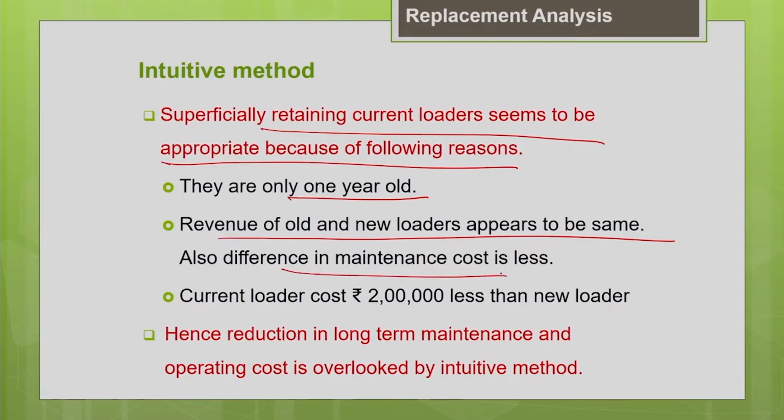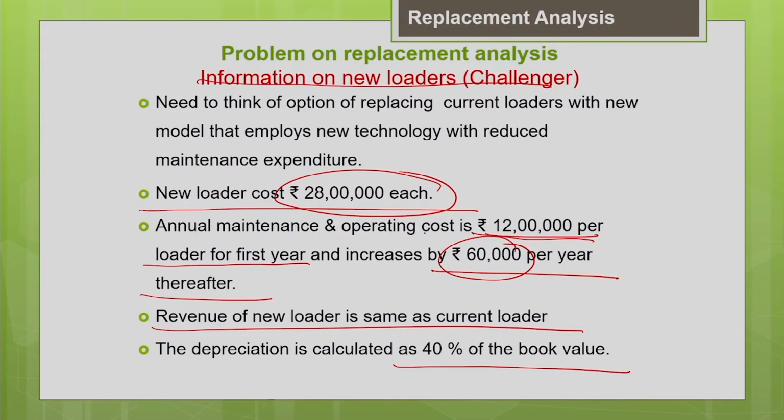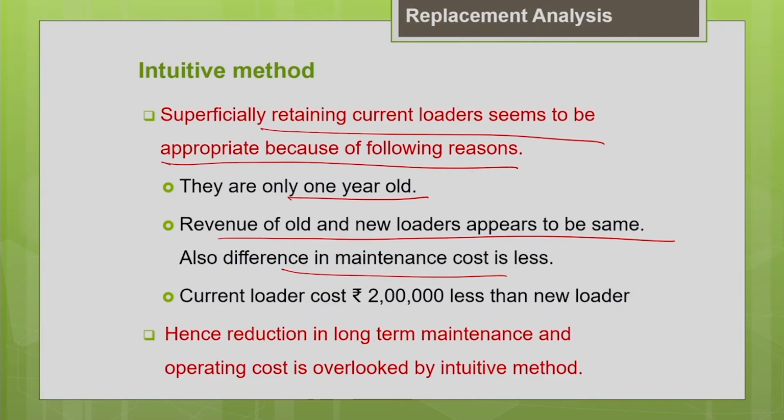Here maybe we are making some error because we are not looking into the long run. There is a saving of 20,000 per year in the maintenance and operating cost when you go for the new loader. Since we did not work out the in-depth economics, we may feel that holding the current loader is the best option because there is not much difference in the maintenance cost, but it is not so. If you work it out, you can easily find that there is a saving in the maintenance cost in the long run. Another important thing to be noted is the current loader cost is 2 lakh less than the proposed new loader.